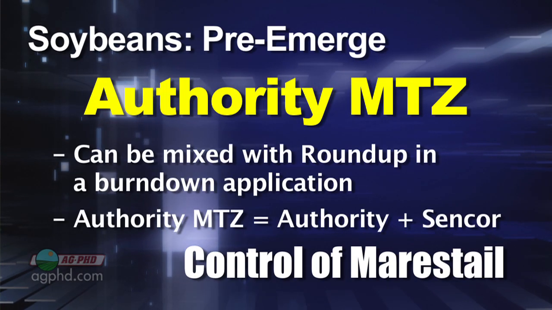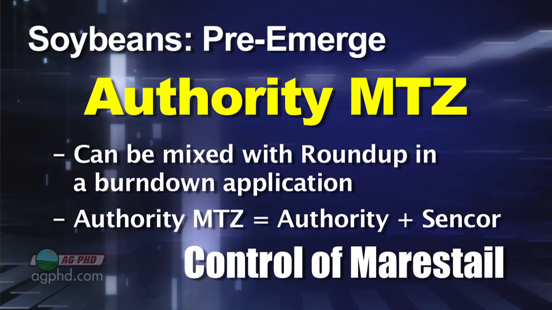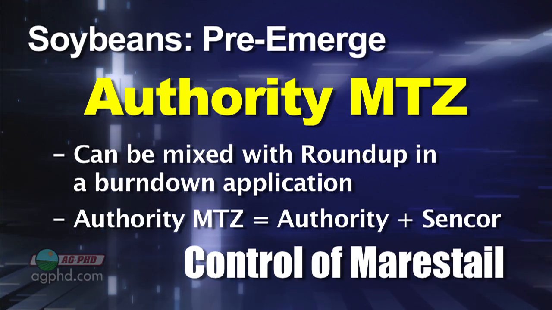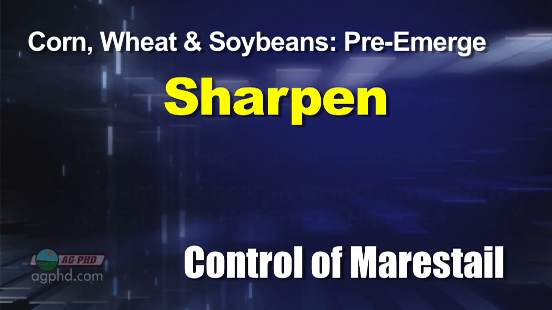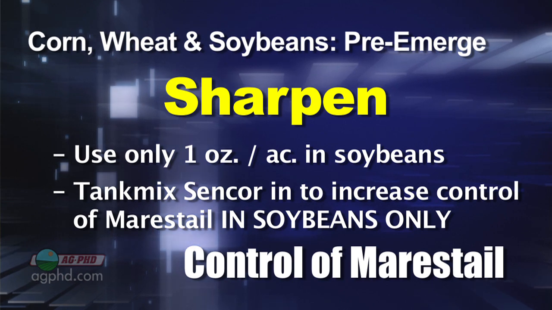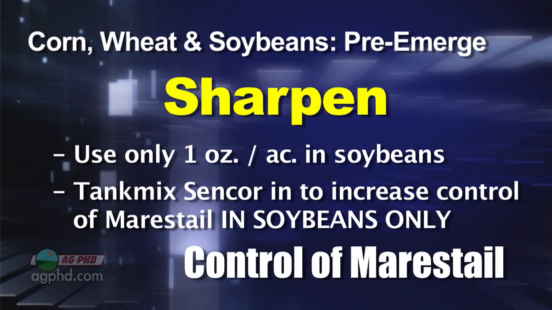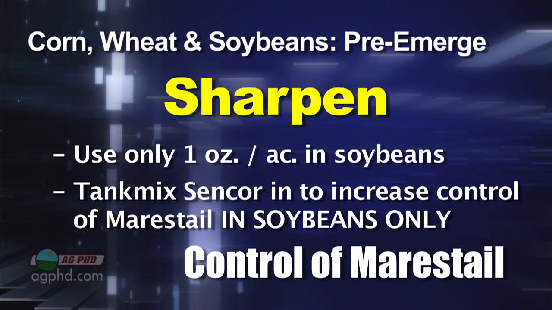You can put that right with the Roundup burn down. Even if the Roundup's not effective, you've got Authority and you've got the MTZ portion of that, which is Sencor. That does a nice job. I like straight Sharpen in corn and wheat when I can use higher rates. When I can only use 1 ounce of Sharpen, I'm going to have to throw something else with it. I can't use another PPO like Authority with it or Valor, but what I can do is throw some Sencor. So Sencor plus Sharpen, that's a pretty good one too.